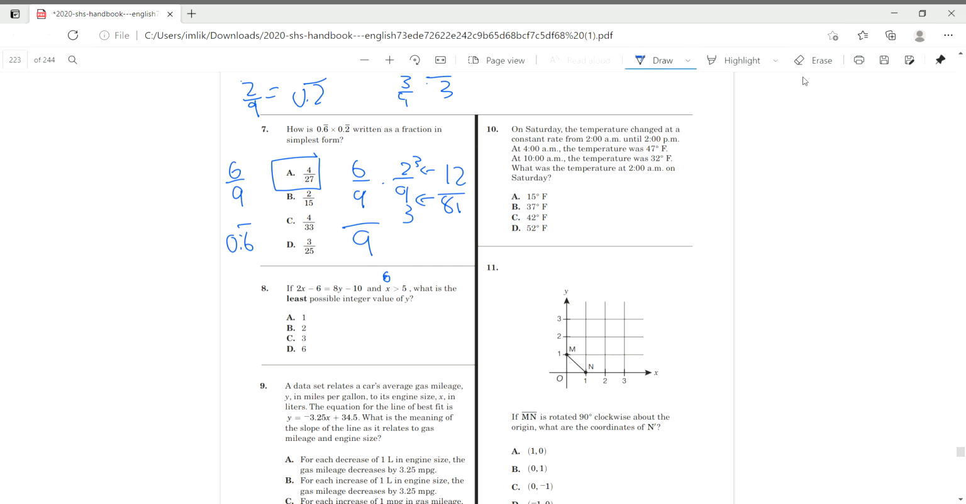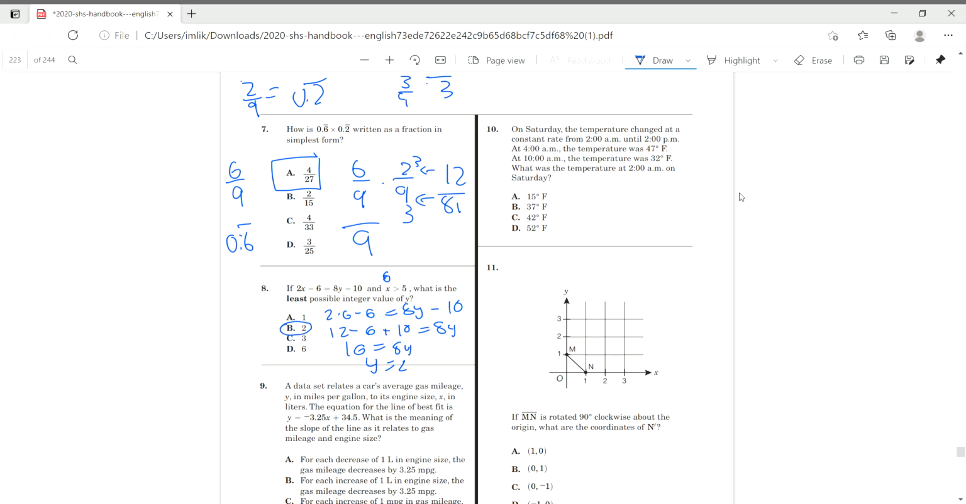So plug it in. We do 2 times 6 minus 6 is equal to 8y minus 10. We do 12 minus 6 plus 10 is equal to 8y. So we get 16 is equal to 8y. Divide by 8 on both sides, we get y equals 2. So the smallest value of y would be 2.